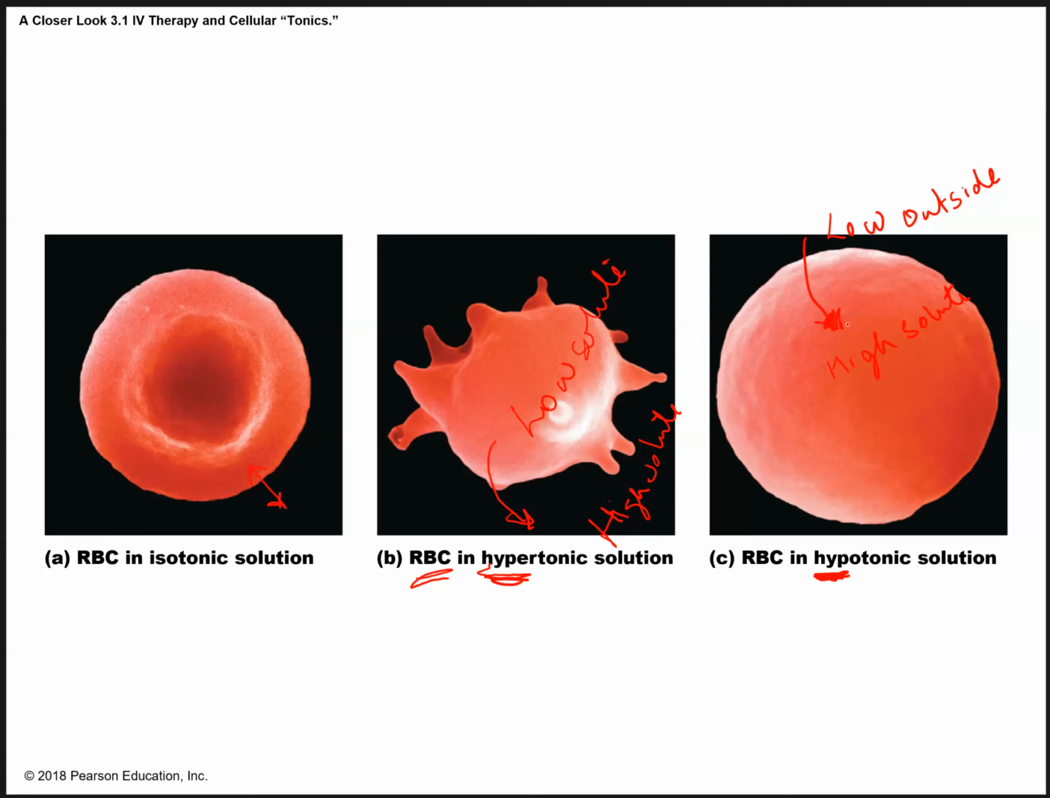The cells burst. And this is the reason you always need 0.9% saline, not higher or lower, because the concentration of solutes inside the cell is approximately 0.9, equivalent to 0.9% saline. So there's not much net movement of water. So this prevents the cells from being affected in the presence of a solution.